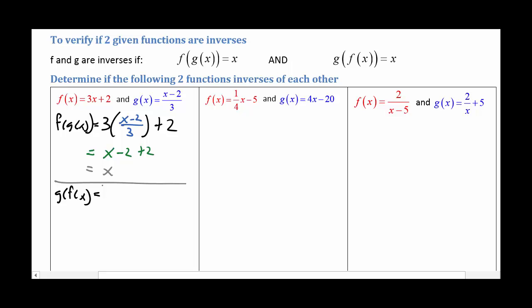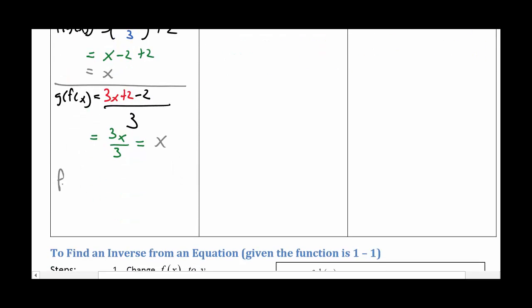Okay, this time g's the outer. And what am I going to fill in that blank with? I'm going to put 3x plus 2. And of course, order of ops, what happens? Plus 2 minus 2 cancel out, and we're left with 3x over 3. And that, of course, simplifies down to x. So at this point, what can I say about f and g? I can say that f and g in this example are inverses.